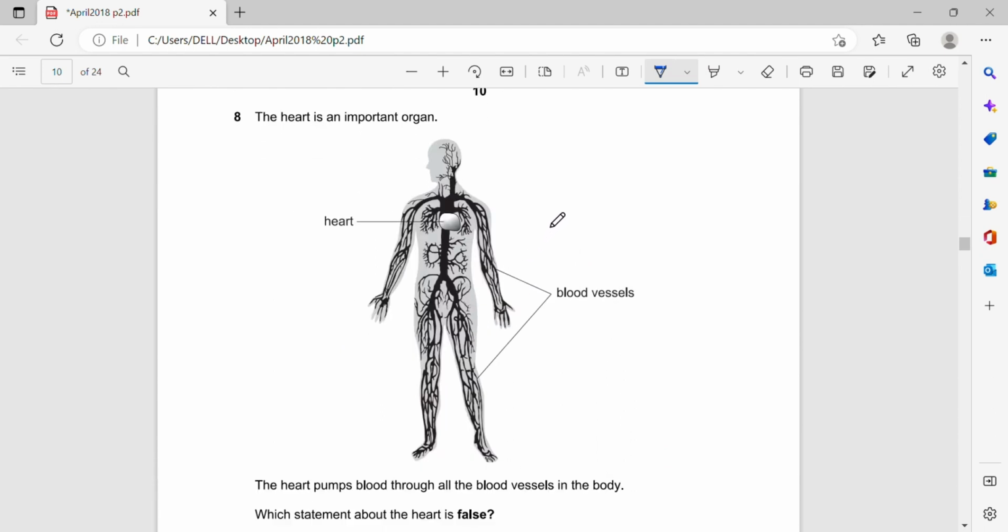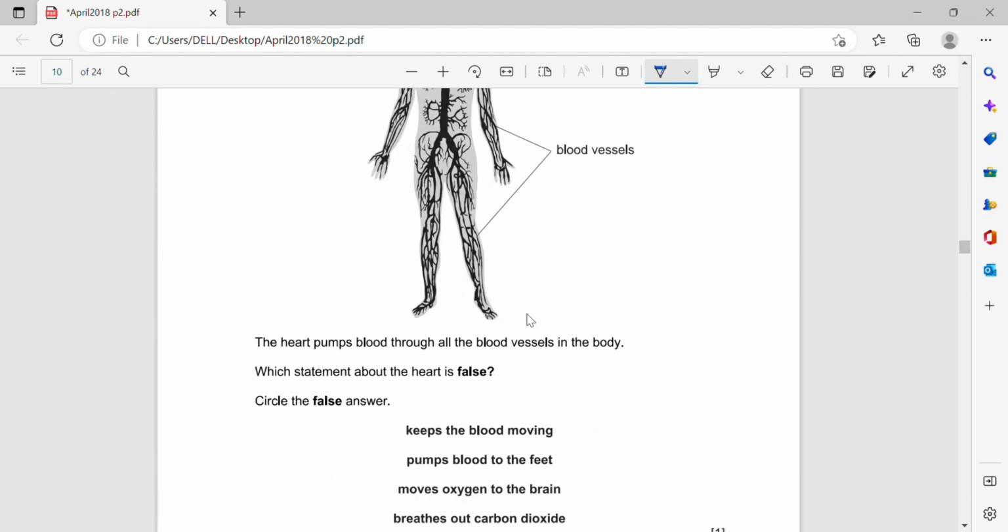The heart is an important organ. The heart pumps blood through all the blood vessels in the body. Which statement about the heart is false? Let's take note: which statement is false. Circle the false answer. So I have one false statement.